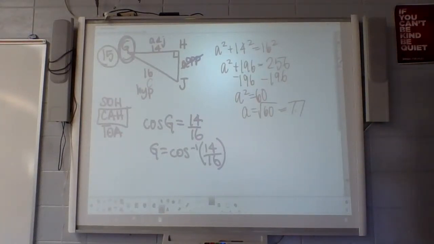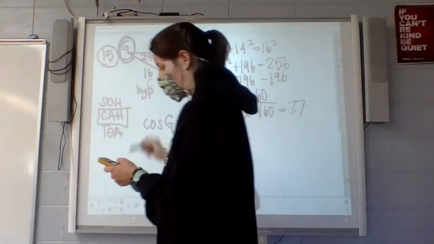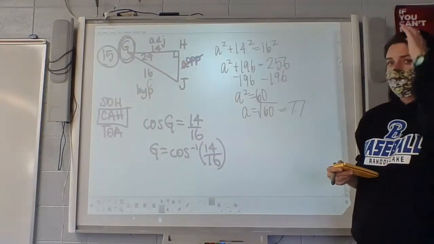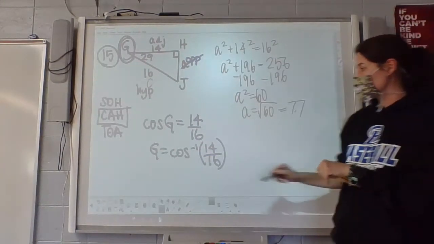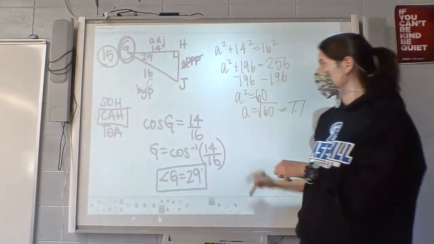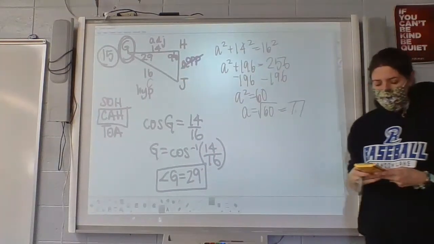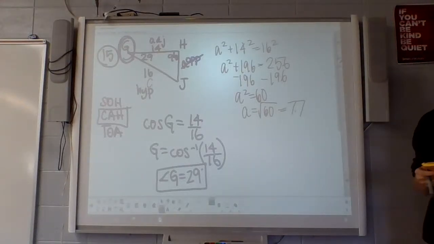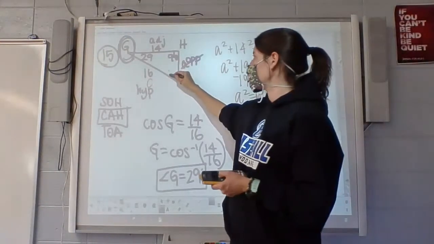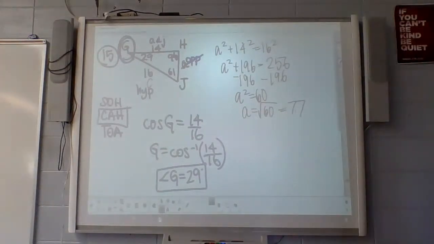Make sure you're using the right trig function. And so I got like 29 or 28.955. So basically it's 29 when you round for my angle, or 28.96 or something like that. So that's my angle G. And once I know angle G, then I can find angle J, because this is 90 degrees, and we know they add up to 180. So my leftover is 61 for J. So that's our other angle.